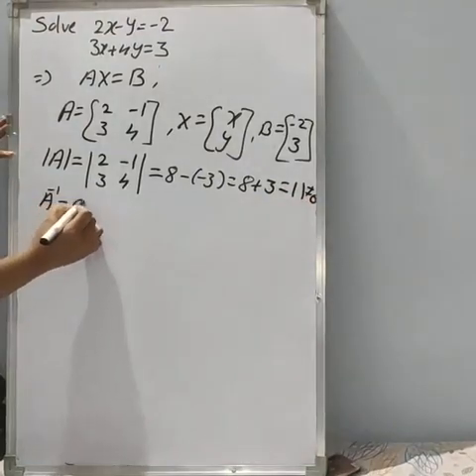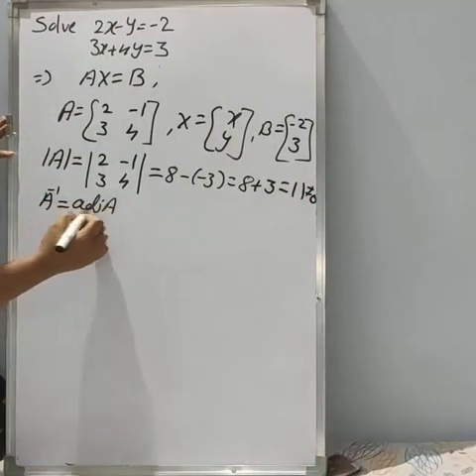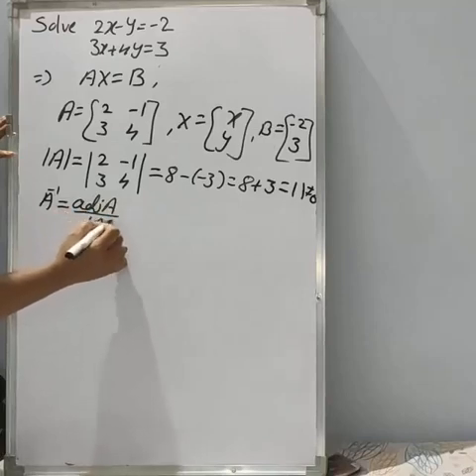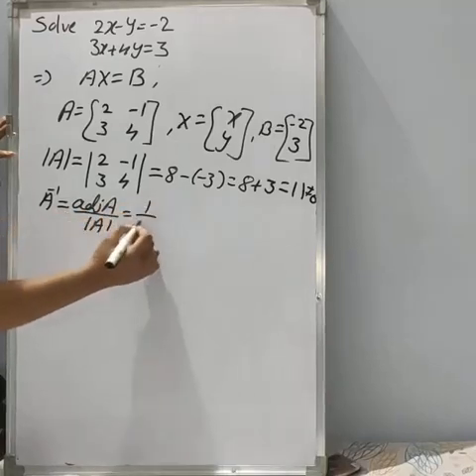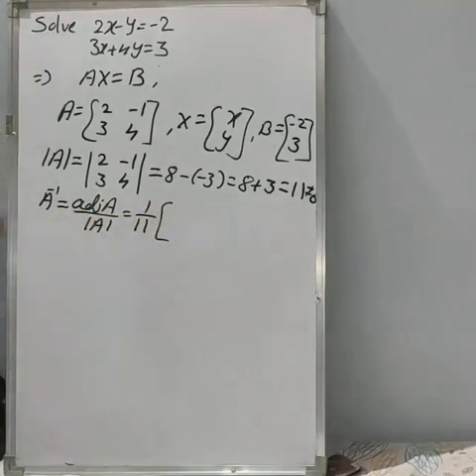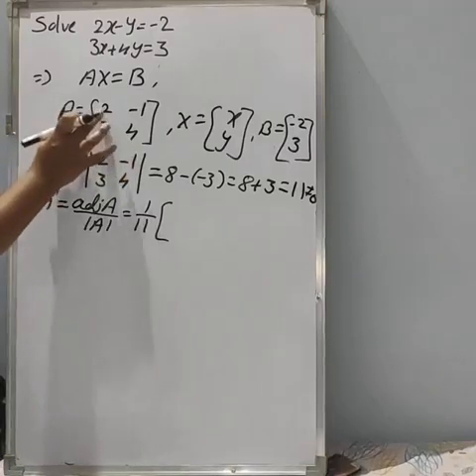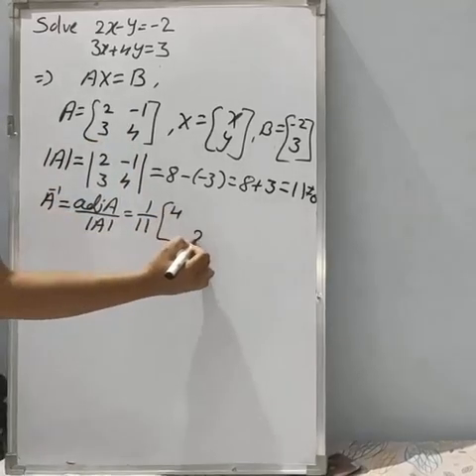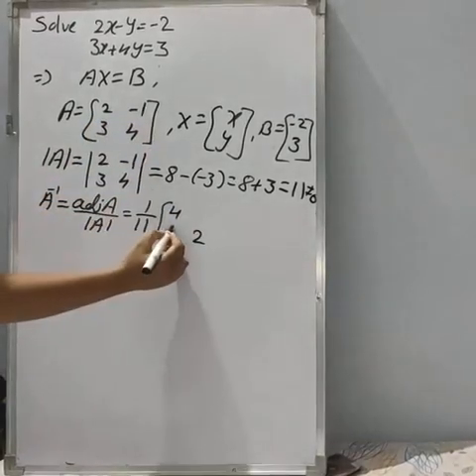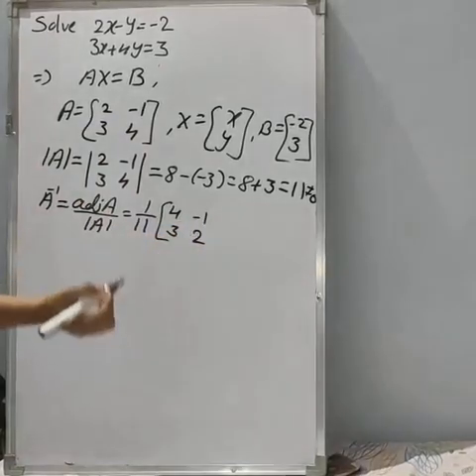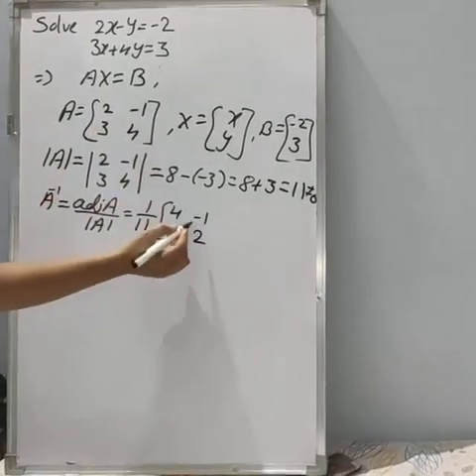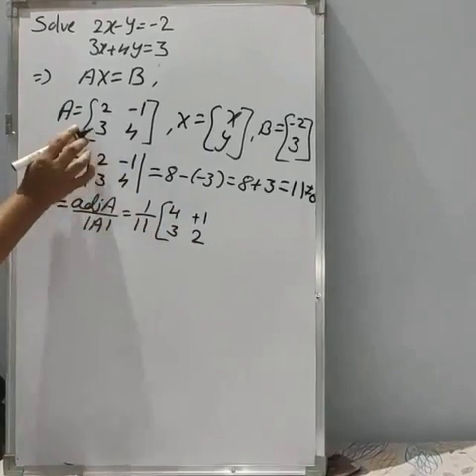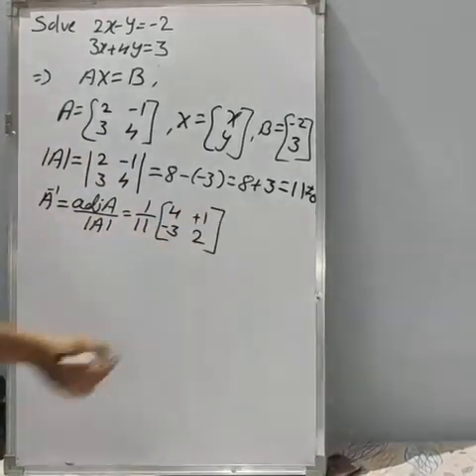So A inverse is nothing but the adjoint of A divided by the determinant of A. What is the determinant of A? 11. So 1 divided by 11. And the adjoint of A: as I said, how to find the adjoint of A? If the matrix is of order 2, then we have to interchange these two numbers. So here we have 2, 4. Write down 4, 2. Write down these numbers as they are, 3, minus 1, and only change the sign. Here we have minus 1, it becomes plus. Here we have plus 3, it becomes minus 3. That is your adjoint of A.